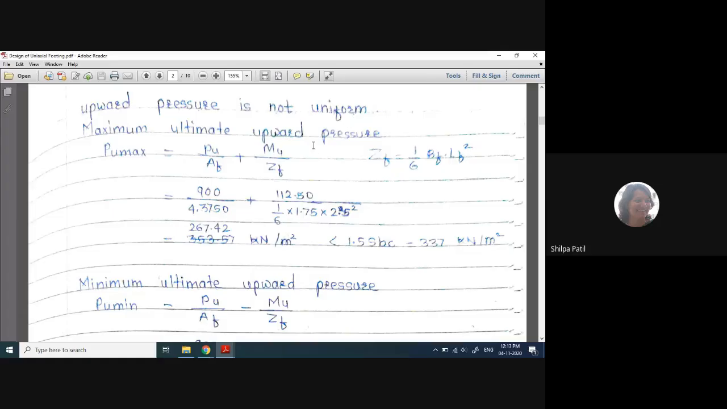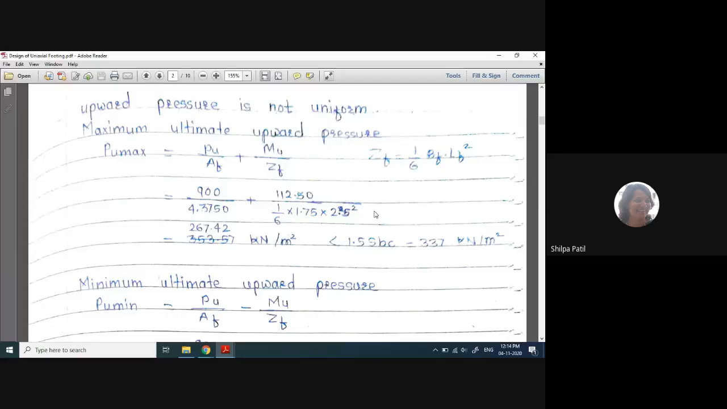This is the maximum upward pressure. It should be less than 1.5 safe bearing capacity. This we discussed yesterday. So this is coming as 337 and this value is 267. So this is safe. If not, what to do? If it is coming greater than the soil bearing capacity, what to do? I need to increase the area, or I need to decrease the area.